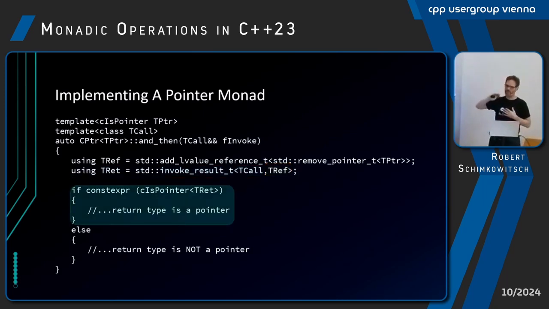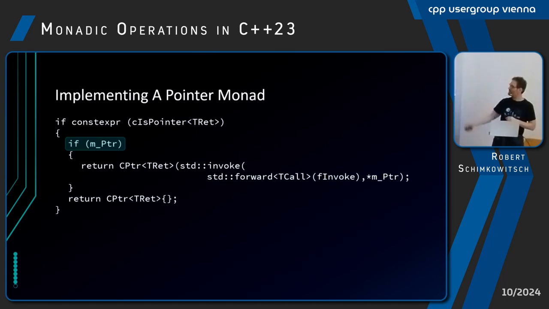Now we have 2 branches. And I branch using if constexpr, which means that this if statement will be evaluated at compile time. The compiler will only include the block on top or the block on bottom, but never both. At runtime, there is no if statement anymore. The first block is for functions that return a pointer type.